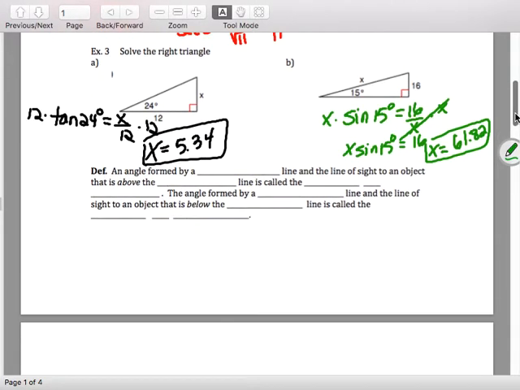Okay, what questions do you have on A or B? We're good? All right, definition. An angle formed by a horizontal line and the line of sight to an object that is above the horizontal line. So it's above the horizontal line. It's called the angle of elevation.